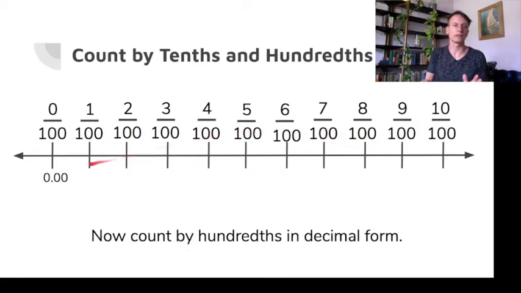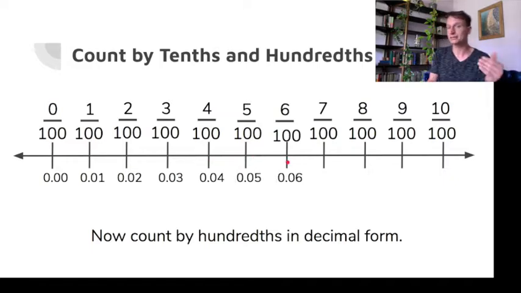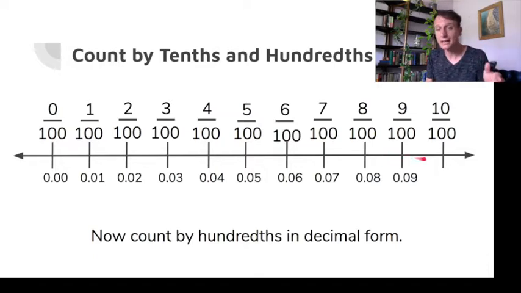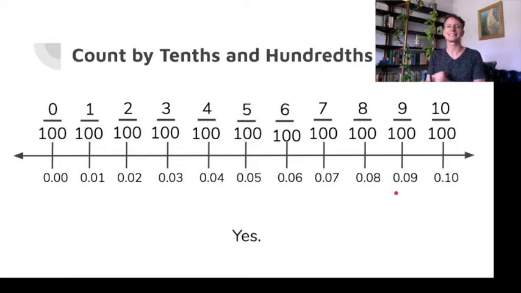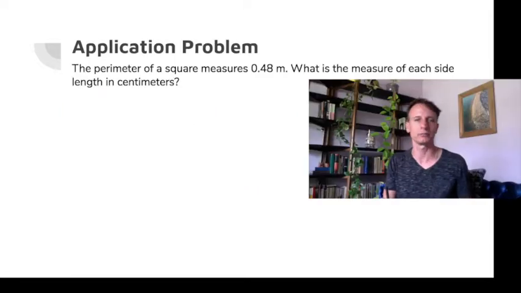All right, now let's do it in decimals. 0 hundredths we're starting at. 0 hundredths, 1 hundredth, 2 hundredths, up through 9 hundredths, and 10 hundredths, which we already know is 1/10. Beauteous. Yes. Hallelujah. All right, moving on.